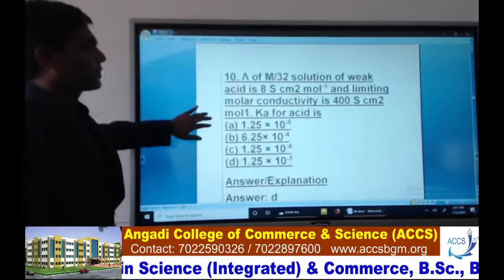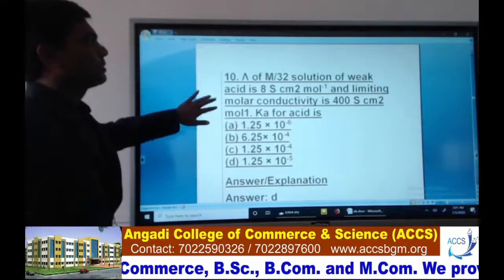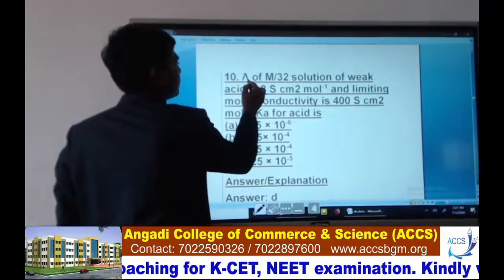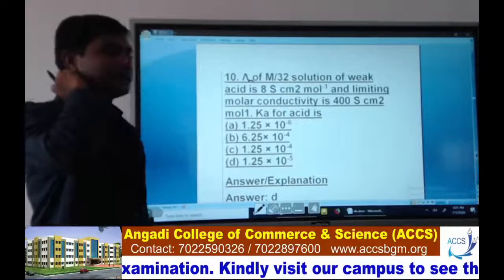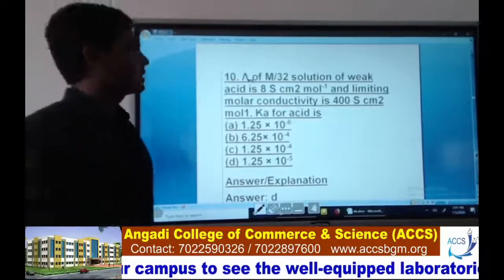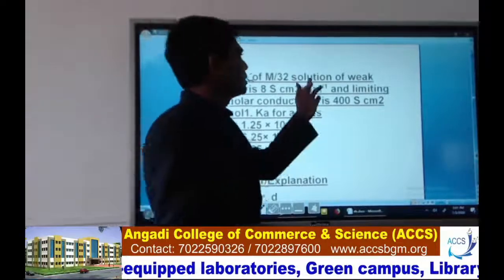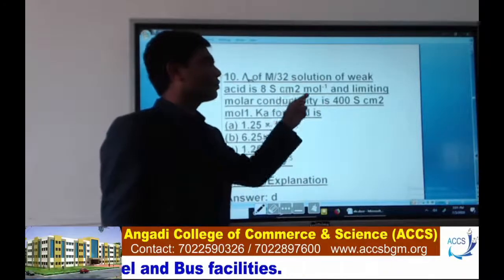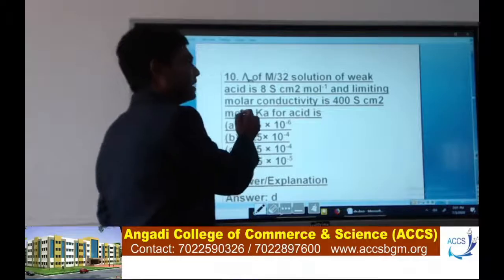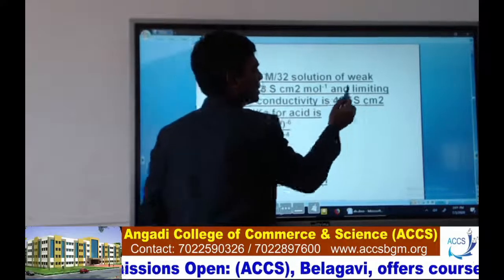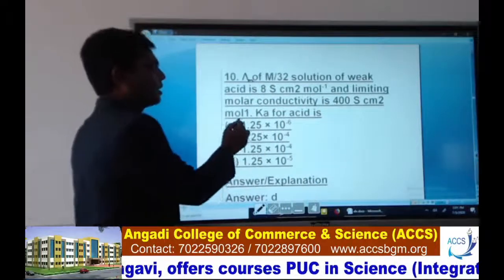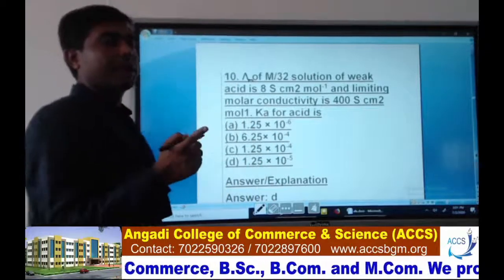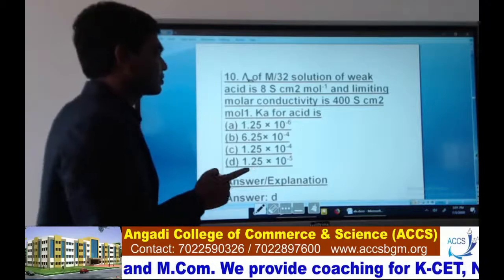Next question. He has given some problems here. It is lambda m of M by 32. M by 32 means what? It is a concentration. You can take it as 1 by 32. The solution of a weak acid has molar conductivity 8 Siemens cm square mole inverse and limiting molar conductivity is 400 Siemens centimeter square. Ka for the acid is, you have to calculate the K. K means what? The dissociation constant of the acid.